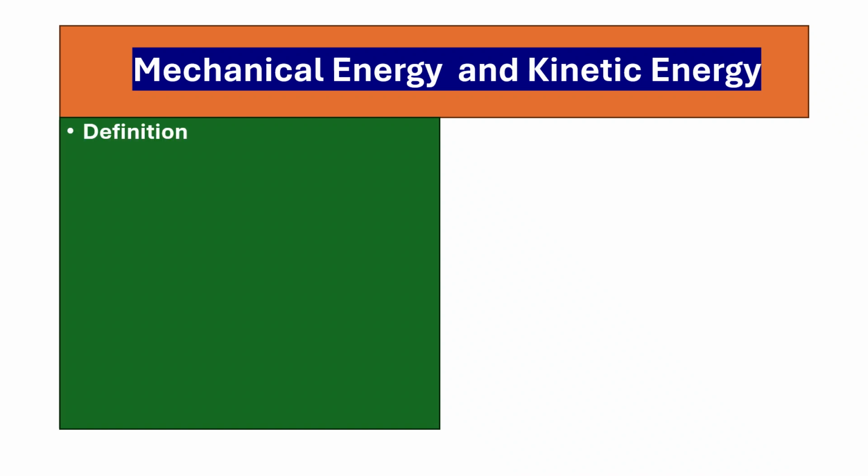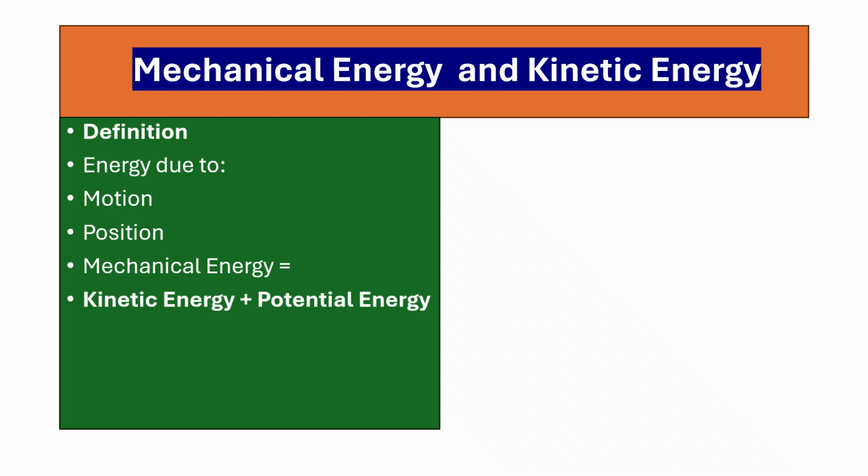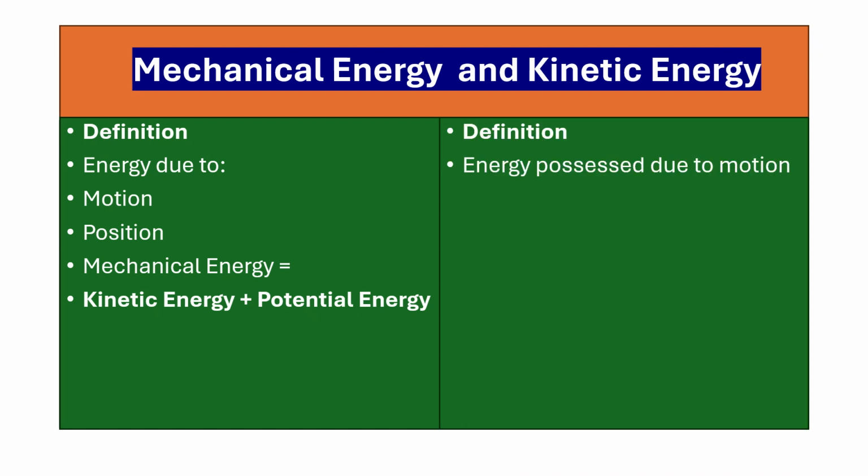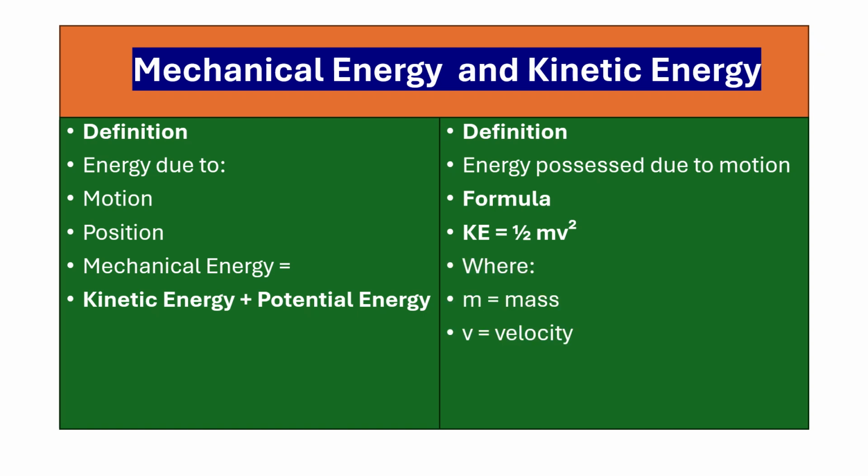Mechanical energy and kinetic energy: energy due to motion and position. When we're talking about mechanical energy, it comprises two energies, kinetic energy plus potential energy. Kinetic energy is energy possessed due to motion. What is the formula for kinetic energy? Half m v squared, where m is mass and v is velocity. And what is the unit? Joule. Children, as I told you in the previous slide, work done is equal to energy, so the unit for both quantities is the same.